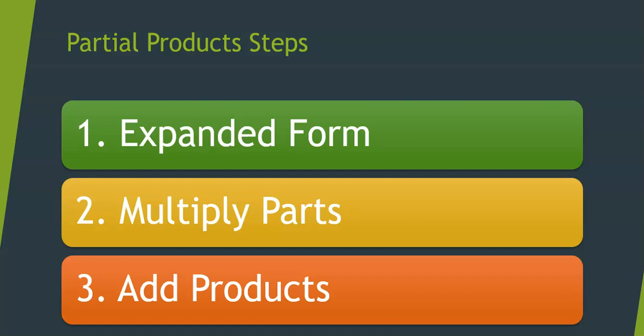Anytime we use the partial products method to multiply numbers, there are 3 steps that we will complete in each problem. The first step is put the problem into expanded form. The second step is to multiply the parts, and the third step is to add the products. We will go over each of these steps in the following examples so you will know what they are and how to complete them.